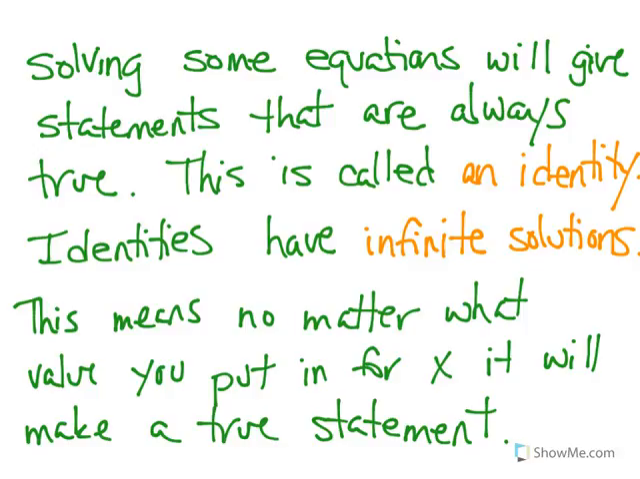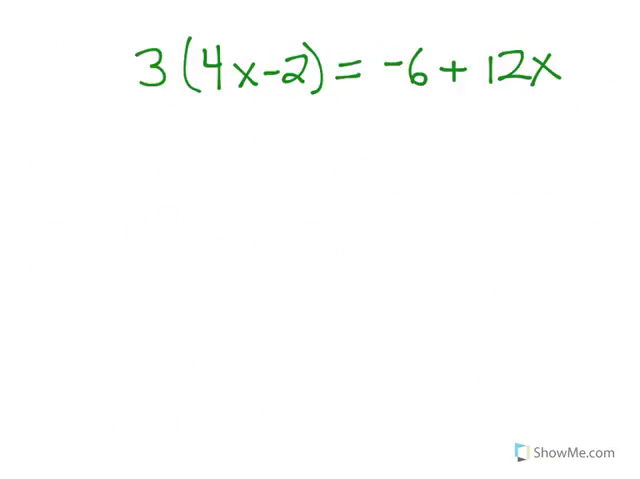When we're solving equations, multi-step or equations with variables on both sides of the equal sign, sometimes those equations will give us statements that are always true. This is called an identity. Identities have infinite solutions, and that means no matter what value you put in for x, it will always make a true statement. Let's take a look at a sample.